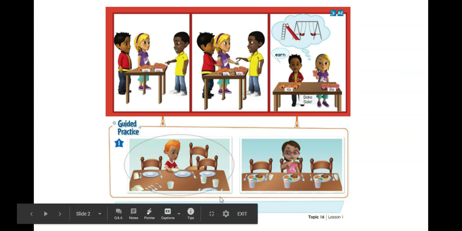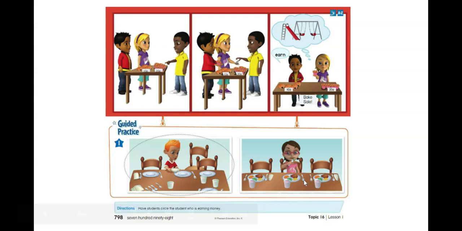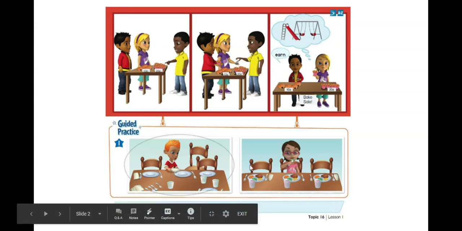Here is a picture of a student who is setting the table. It looks like he's fixing up the table, maybe setting the plates and the dishes. And then there's a little girl who's just eating. So which student do you think is earning money by doing a job? This boy is doing a job. There's already a circle around that. So let's practice now. This one was already filled out for us.